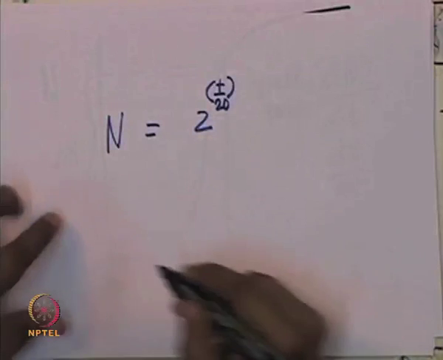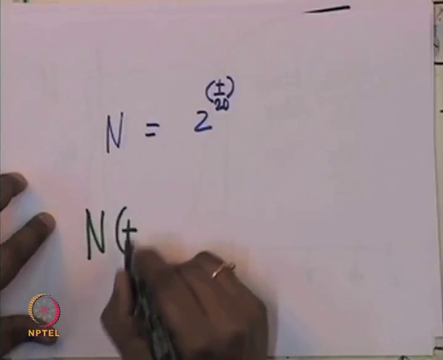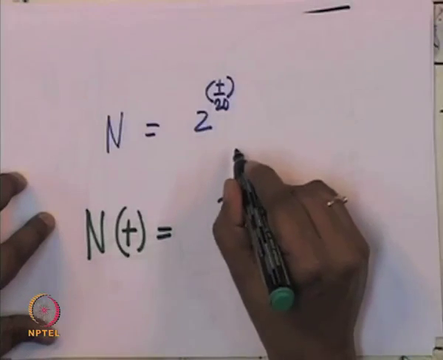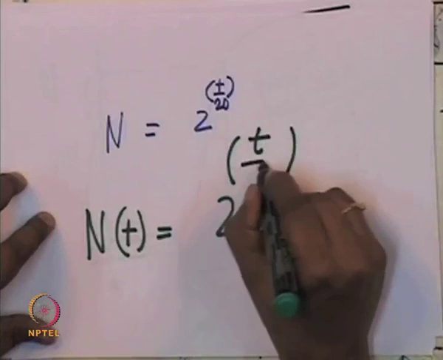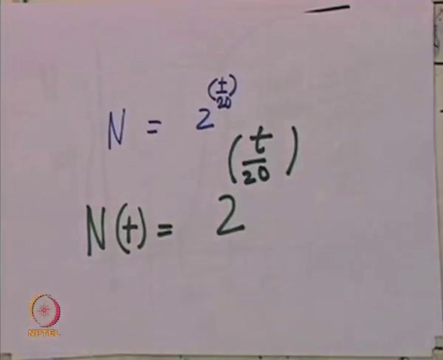Let me write it again more clearly. Then at any time t, n of t is 2 power t divided by 20, where t is time in minutes. This is the kind of function we discussed last time, the number function for bacterial growth. Knowing t, you can calculate this function. For example, let us take t equal to 200 minutes. After 200 minutes, how many bacteria would there be?